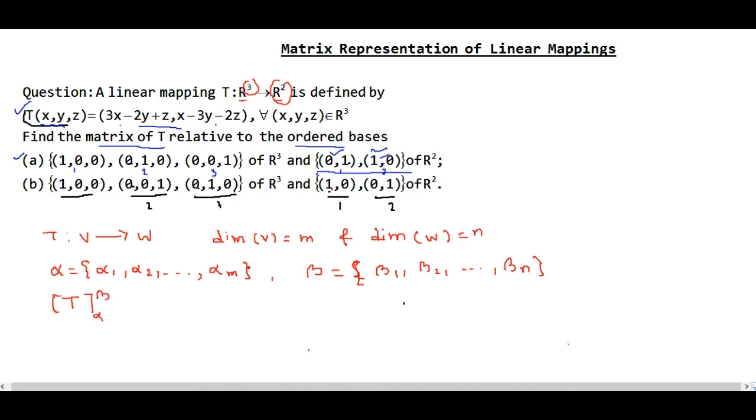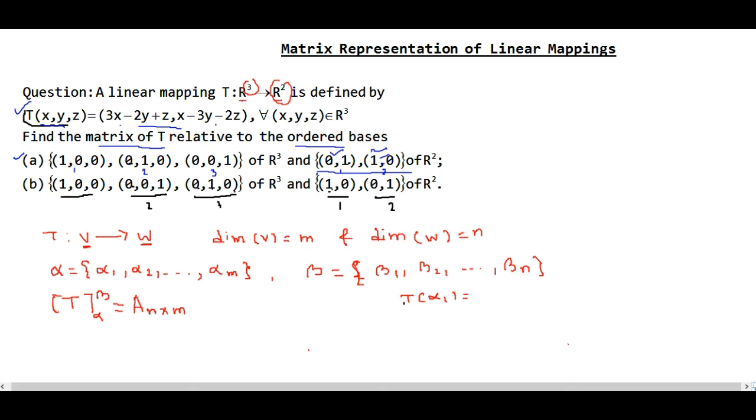Now suppose we want to write the matrix representation of T with respect to the bases alpha and beta. We denote it in this way. The orders of the vectors in the bases are very necessary. The order is very important, otherwise the matrix will change. Because W has dimension n and V has dimension m, the matrix of T will be a matrix A of dimension n by m. So how do we get the n by m matrix A?